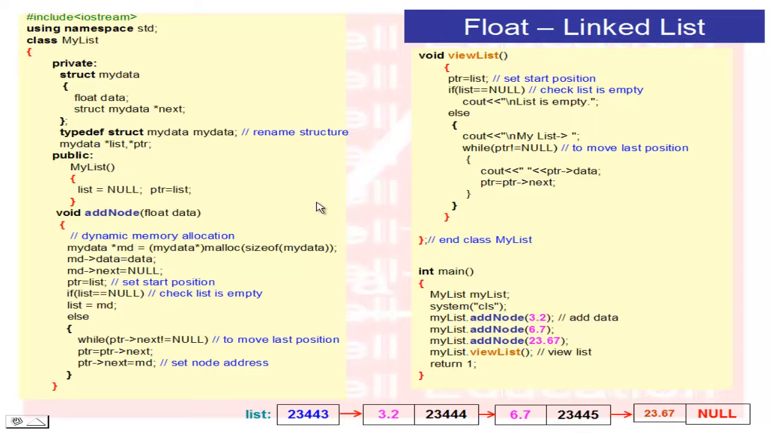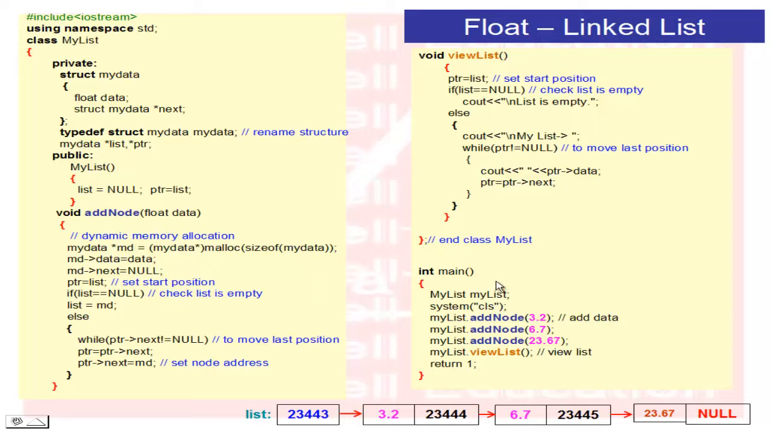One more I have created, this time a float linked list. So I am storing floating point values for this. All the code is the same, I just changed the data part inside the structure, the data type is float this time, and the addNode parameter is float data. All the code is the same.